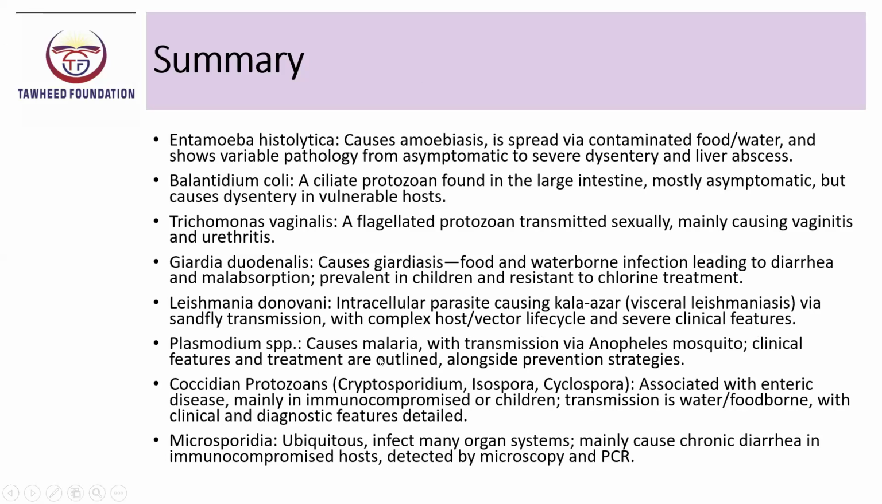Plasmodium species cause malaria with transmission via the Anopheles mosquito. Only the female mosquito will transmit infection. Clinical features and treatment are outlined alongside prevention strategies. Coccidian protozoa are Cryptosporidium, Isospora, and Cyclospora. Cyclospora is associated with enteric disease, mainly in immunocompromised hosts or children. It is transmitted via water or foodborne, with clinical and diagnostic features.